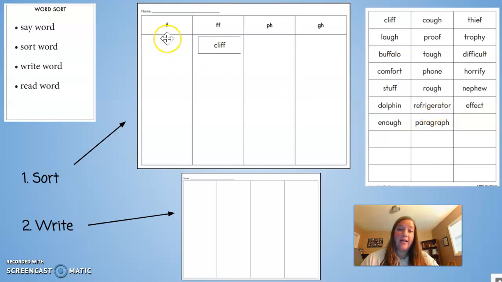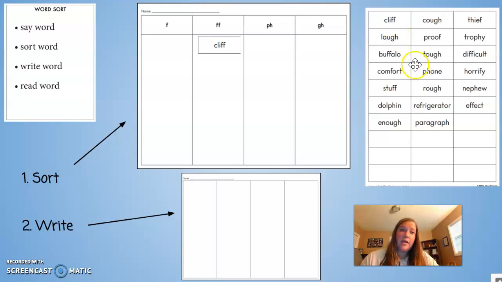There will be words that have a single letter F that stands for F. There will be words that have a double F that stands for F. There will be a PH that stands for F, and there will be a GH that stands for F. So you need to go through and read these words aloud. Listen to what they sound like, but also look at how they're spelled, because that's how you will sort this first paper.